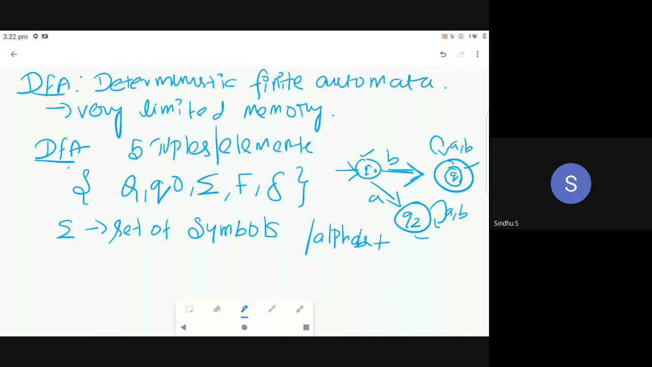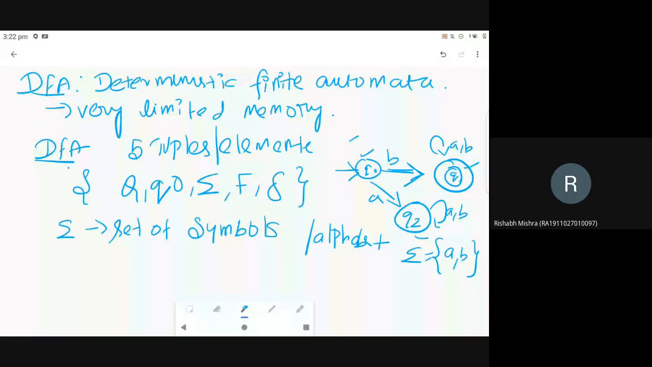So for this diagram, can you tell me what the sigma value is? Just look at my example diagram and tell me what the sigma value is. Sigma is nothing but the input to the state. There are two things, one is A and another one is B. Am I right?